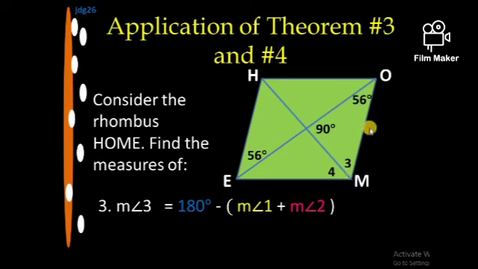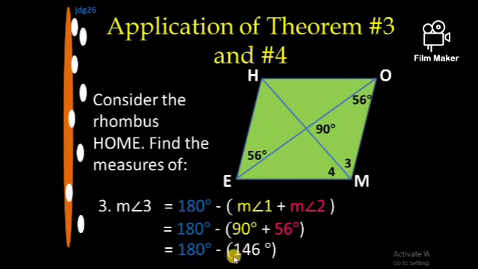We can form a triangle, and the sum of the angles of a triangle is equal to 180 degrees. So to get the measure of angle 3, we subtract the sum of the two angles from 180 degrees. Now let us substitute in the formula. Angle 1 is 90 degrees, angle 2 is 56 degrees, 180 degrees minus 146 degrees, and the answer is 34 degrees. Therefore, angle 3 is 34 degrees.